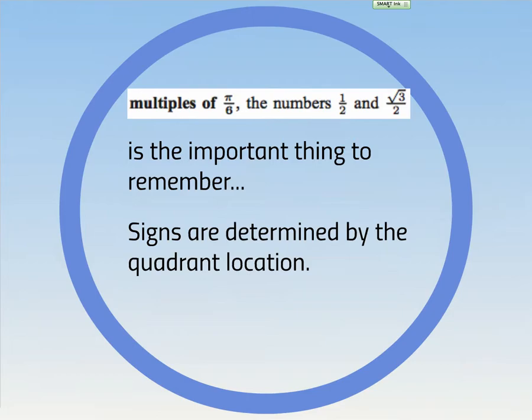And again, just like we talked about, you can use a smart trig class or a silly turtle crawls or whatever it is to help you remember where the signs are, like where it's positive and where it's negative.